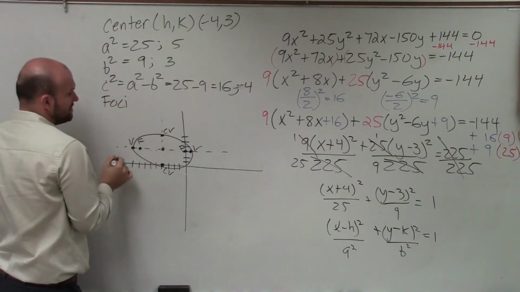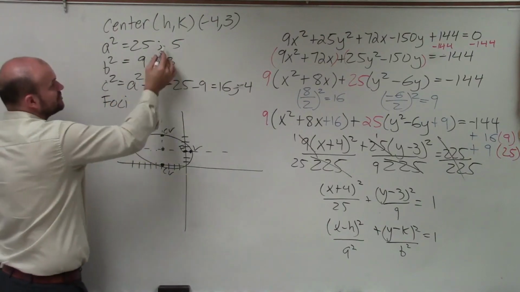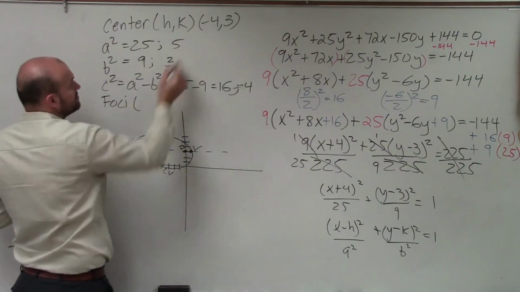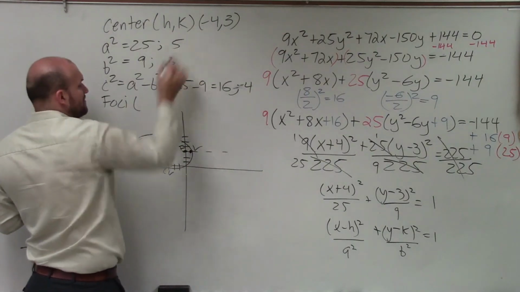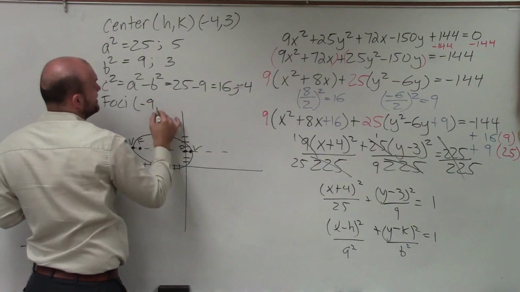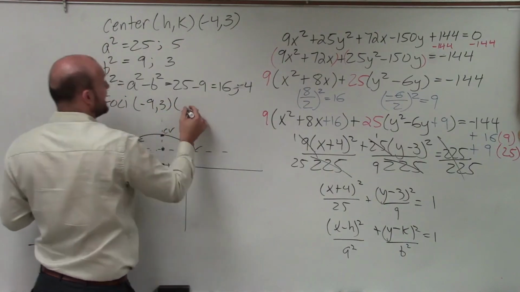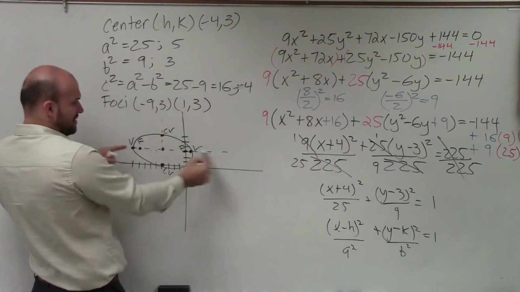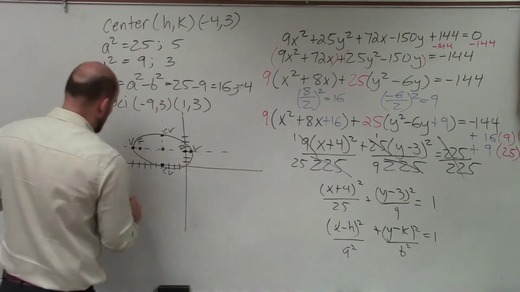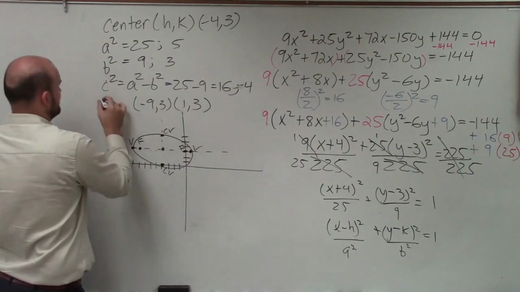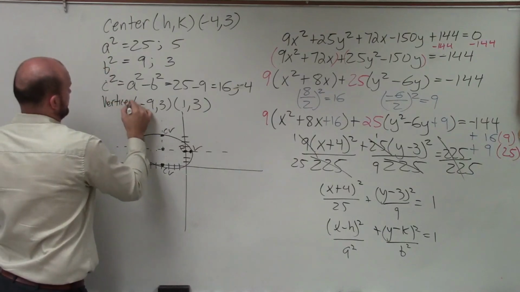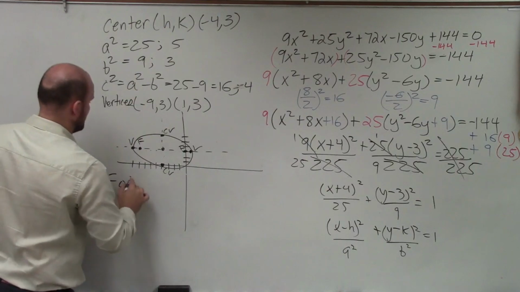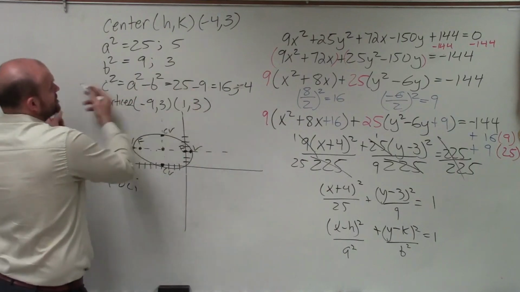The foci is just 5 units to the left and to the right of the center. So basically, all I'm doing is subtracting 5 from the x-coordinate. So that's going to be negative 9, 3, and 1, 3. Right? Notice the y-coordinate stays the same. They're on the same horizontal line. That's not the foci. That's the vertices. But the foci is the same thing as the vertices. It's just left and right.